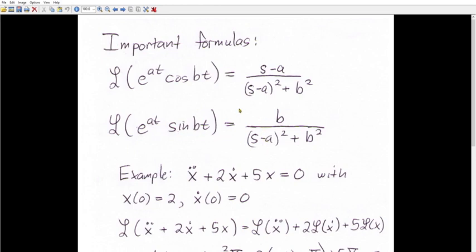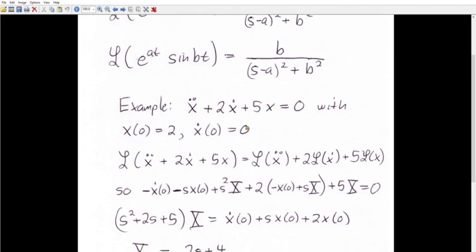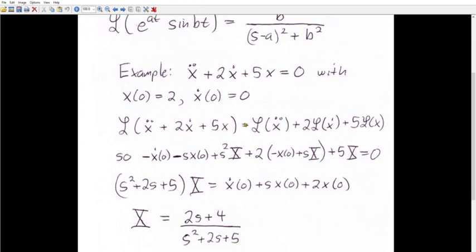Now, where does this come up? Let's take a look at the differential equation x double dot plus 2x dot plus 5x equals 0, with the initial conditions x of 0 is 2 and x dot of 0 is 0. As we've seen before, you just transform the left-hand side, and by linearity, that's L of x double dot plus 2L of x dot plus 5L of x.